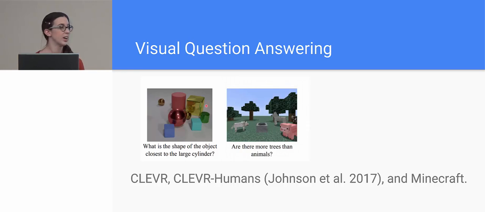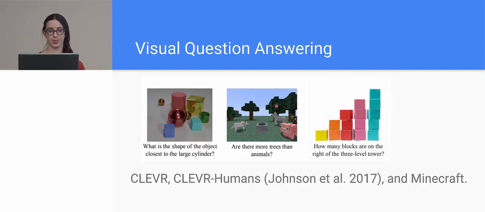Another example, this is from the Minecraft data set. So the question is, are there more trees than animals? So the tasks we need to do here are count the trees, count the animals, and then compare the two. This third example is a little bit more complex. How many blocks are on the right of the 3-level tower? It requires identifying a tower and identifying that a tower is made up of blocks, but ultimately what we need to do is find the 3-level tower here in the middle, look to the right, and count the blocks.